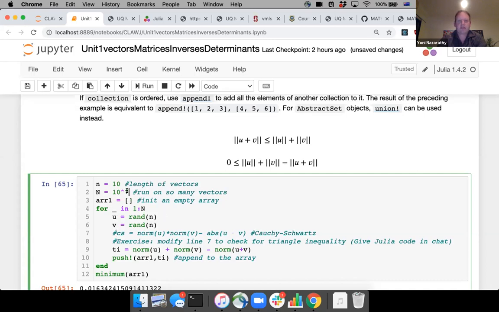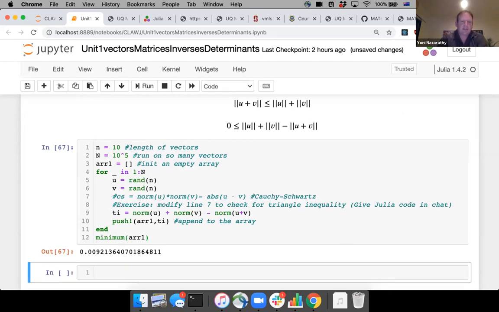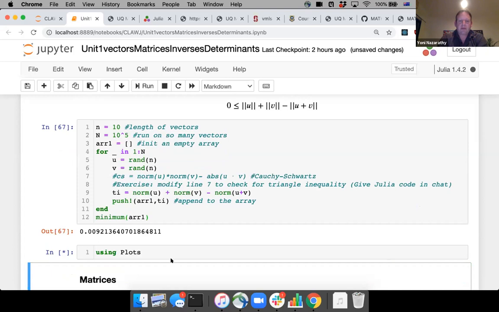And let me now go 10 to the 7. Let's just go 10 to the 5. And okay, we didn't get a negative. We are happy. Now, by the way, you're a data scientist, so you might as well do some plots, as we speak about other things.